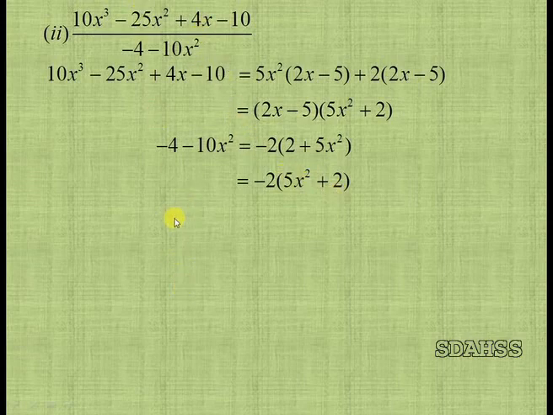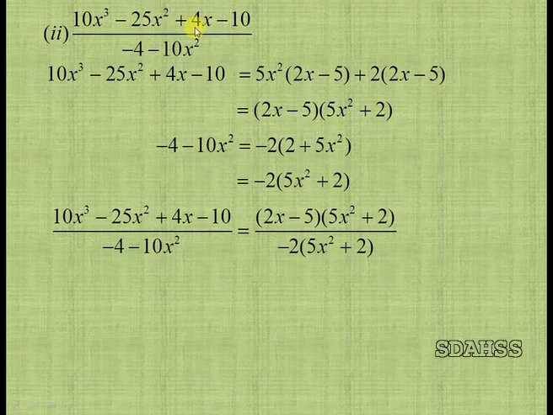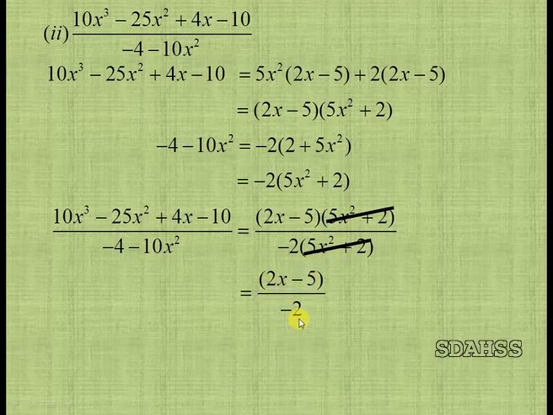Now in the given question, 10x cube minus 25x square plus 4x minus 10 divided by minus 4 minus 10x square is equal to, in the place of the numerator, write the two factors, 2x minus 5 into 5x square plus 2, divided by, in the denominator, minus 2 into 5x square plus 2. Here 5x square plus 2 is common, cancel. So remaining 2x minus 5 divided by minus 2.